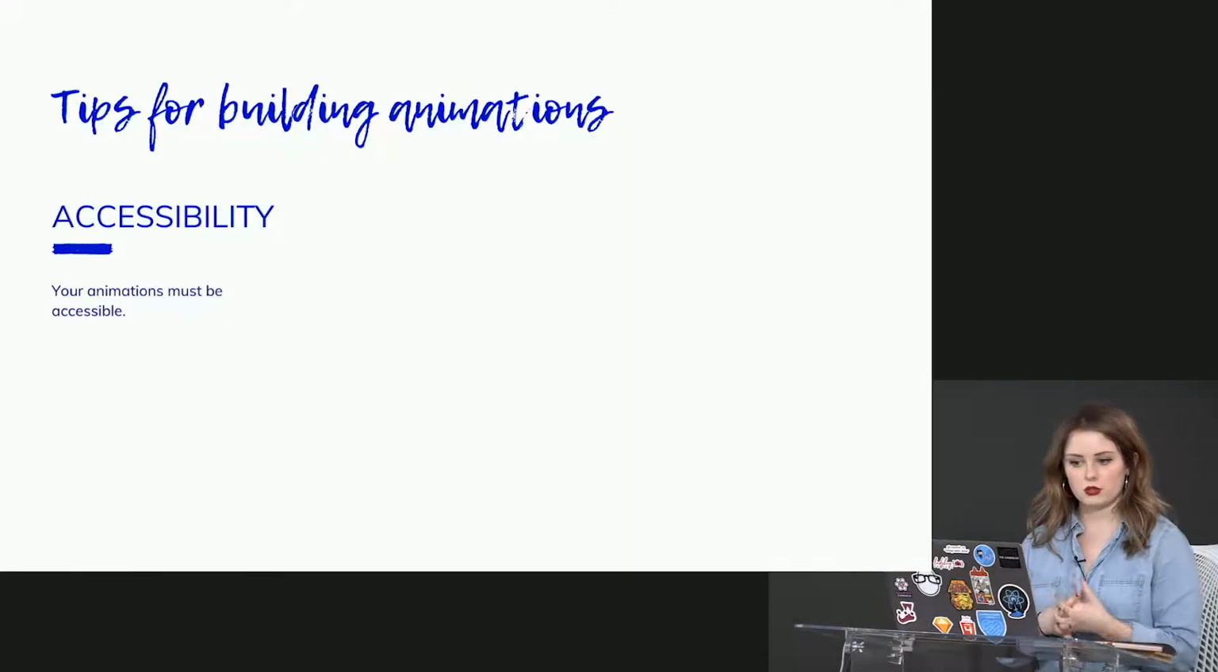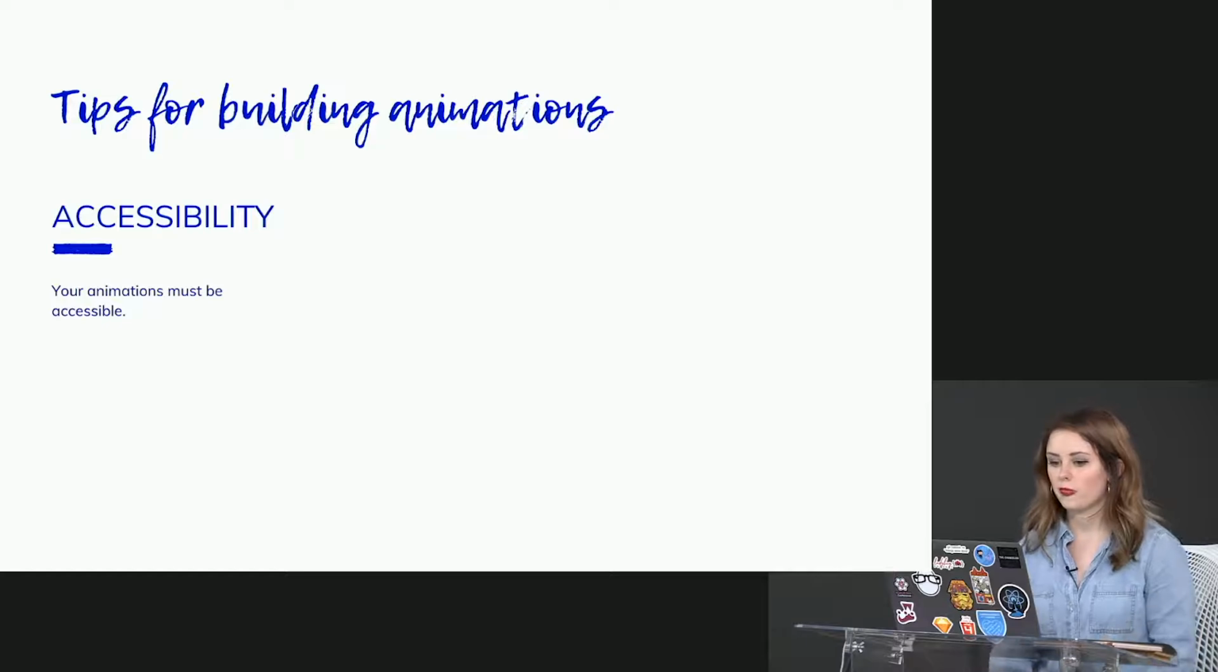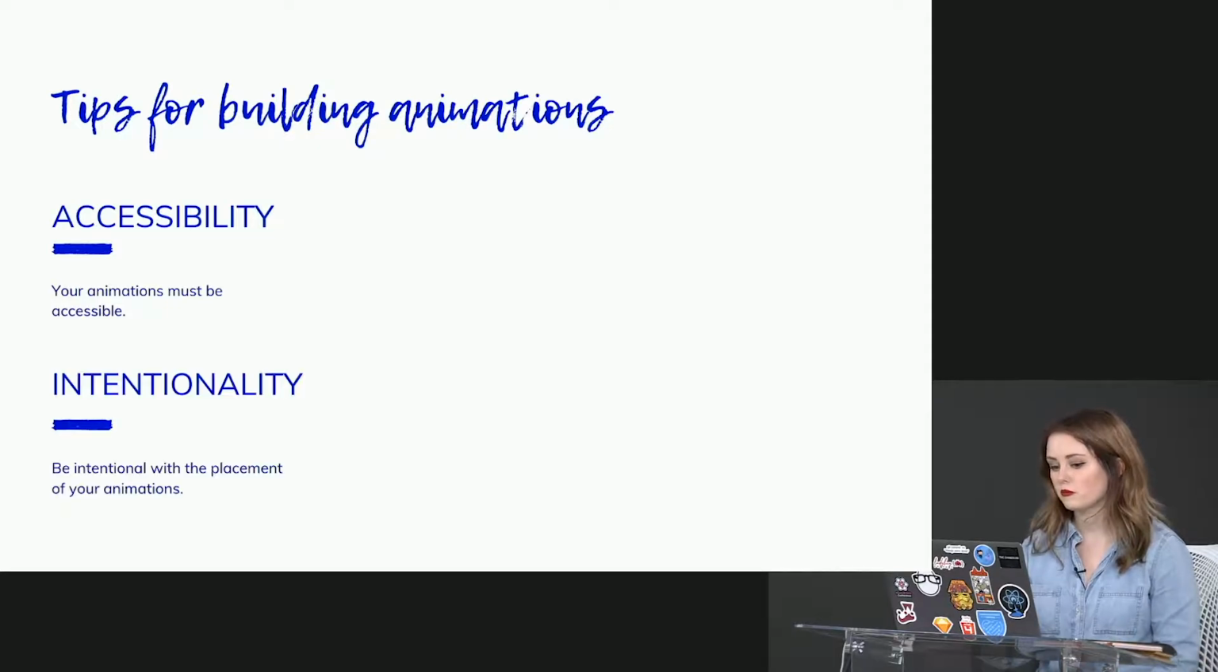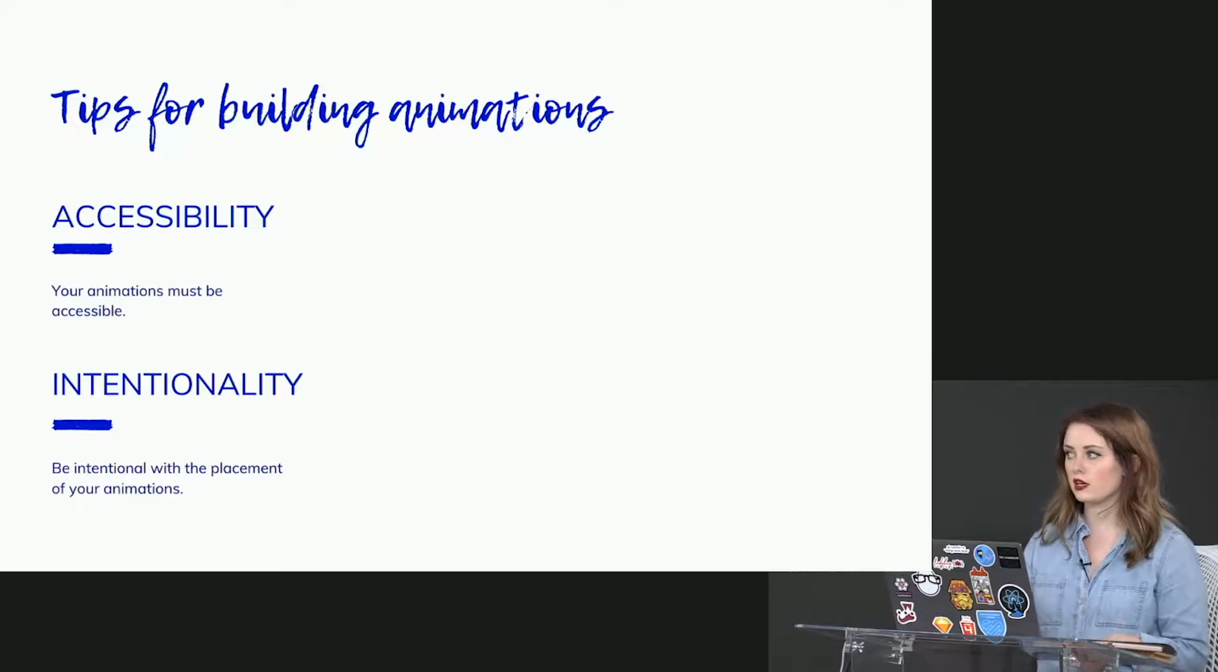Just a couple of tips when you use interactions and animations in your component library. First of all, obviously they have to be accessible. So make sure that anything that you are doing is able to be read by a screen reader. Also be intentional. Like, don't throw animations on absolutely everything. I know it's fun, but be really intentional. Animations draw the user's focus, and so it should only be used in the most prominent parts of your application or your components.